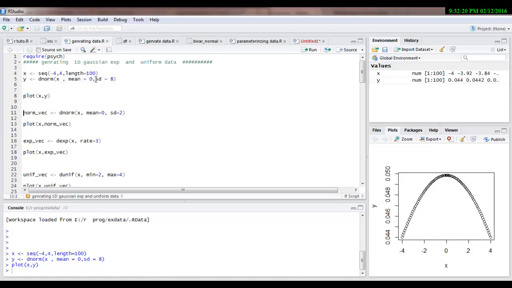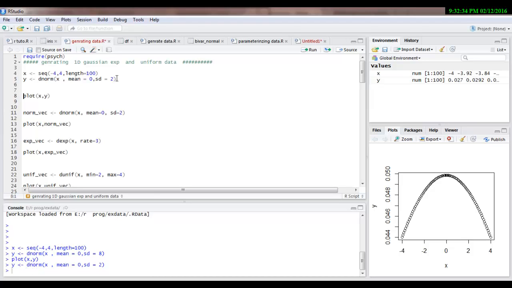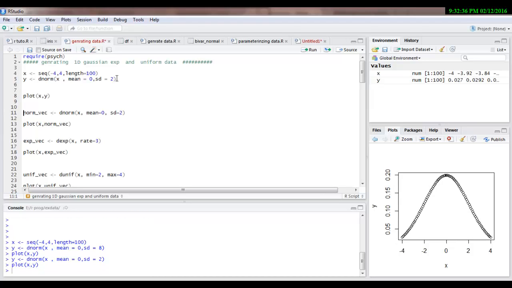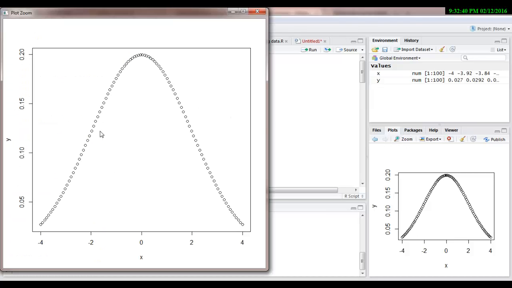If you want to play around, let's use a smaller standard deviation. So this is the new curve. If you have noticed, there is certainly a change in the spread of this curve compared to the previous curve we have seen. It's just because the standard deviation has changed.